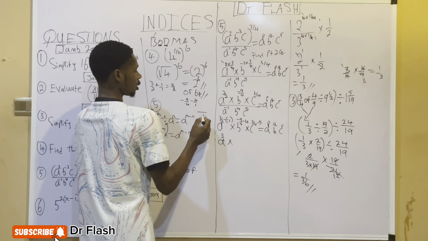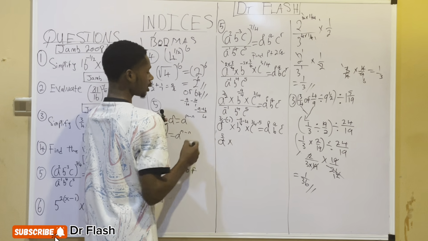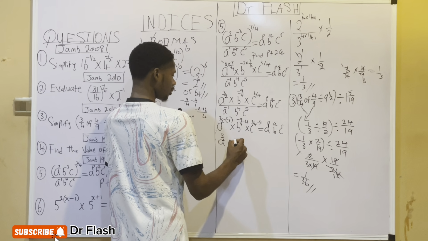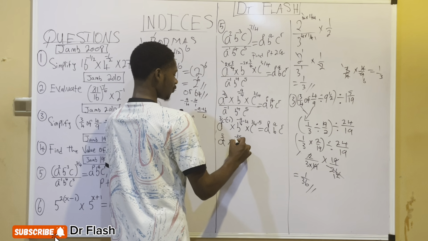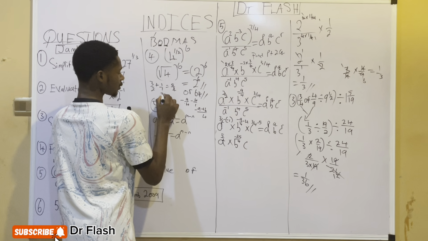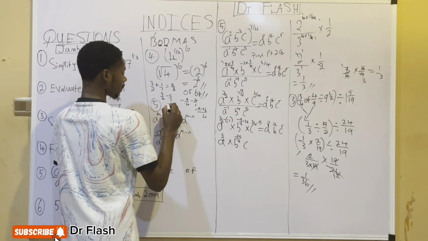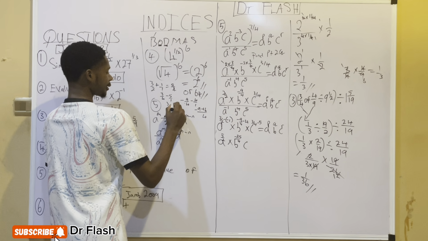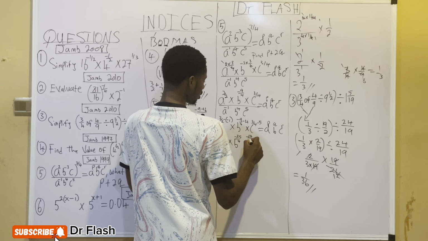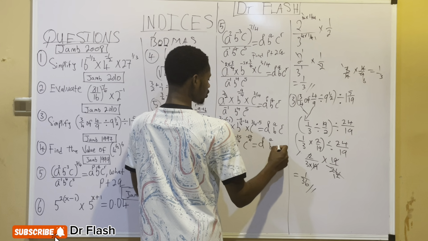LCM is 4. We're going to have minus 9 minus 16. Now minus 9 minus 16 is simply minus 25. So we're going to have b to the power of minus 25 over 4, c to the power of, when you do that, you get 3 over 4 minus 5. LCM is 4. 3 minus 20. That is minus 17 over 4. So that equals a to the power of p, b to the power of q, c to the power of r.